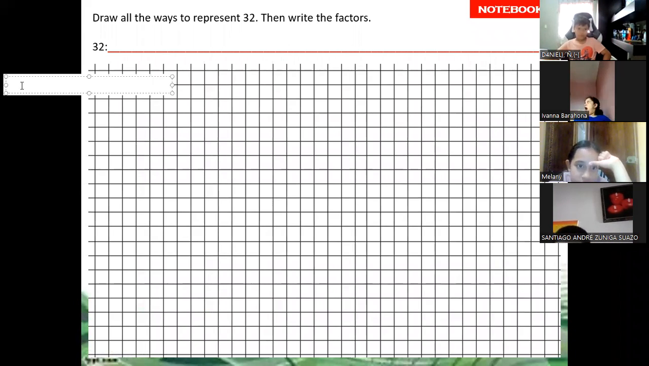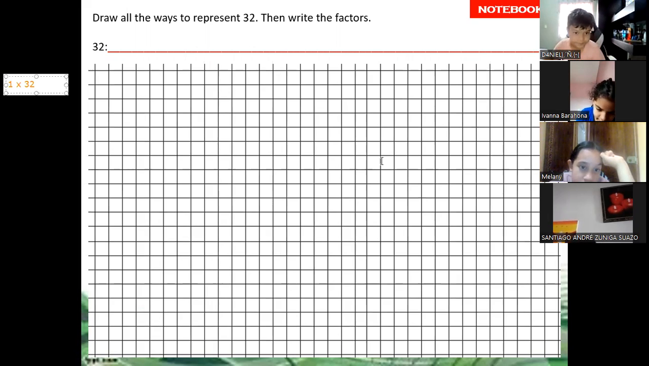that equals 32. Example, 1 times 32 equals 32. So this is the first step. I need to find a combination of factors that equals 32. Another combination.